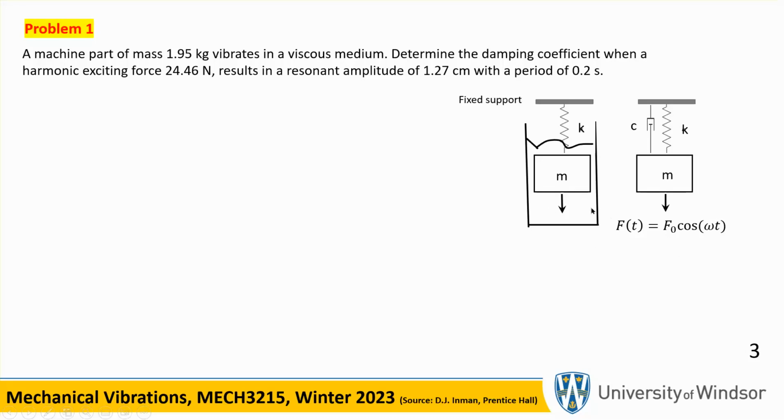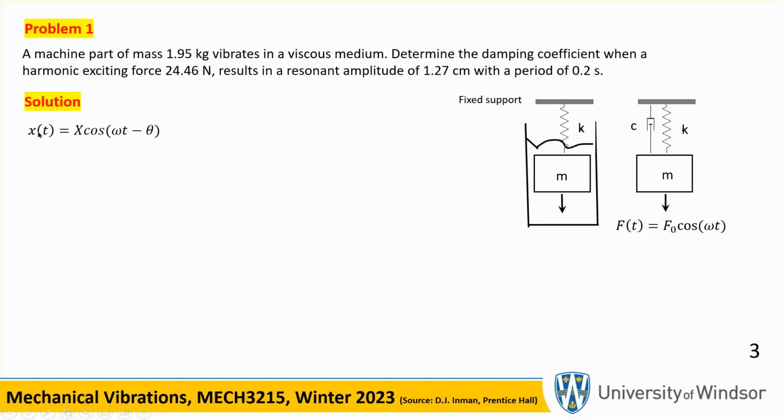So what it's saying is that you apply a harmonic load like that, and this F naught is 24.46. And what we get at resonance, the value of the amplitude of this vibration is 1.27, and the period of oscillation is 0.2 seconds. Now, the fact that we have the period of oscillation means that we have the frequency of oscillation. And let's write down what we know for a damped harmonic motion.